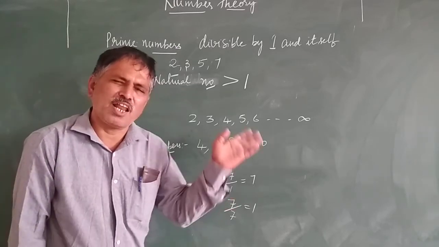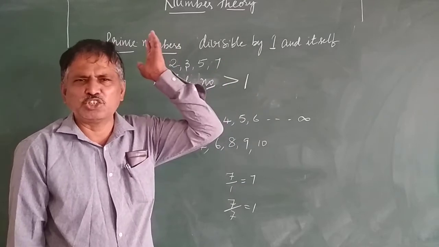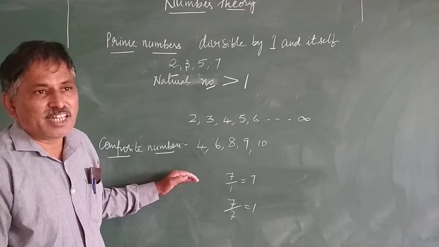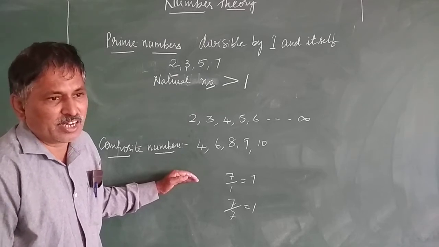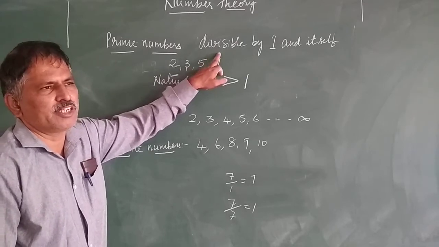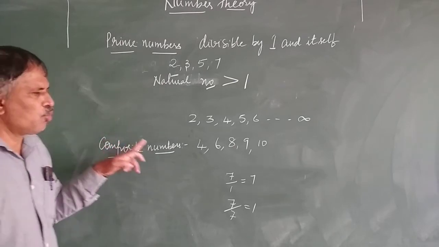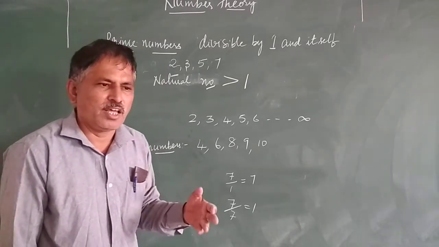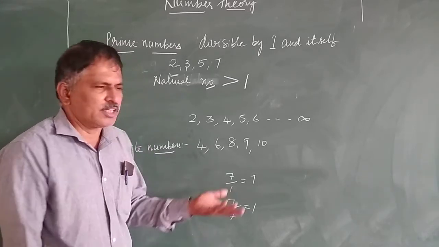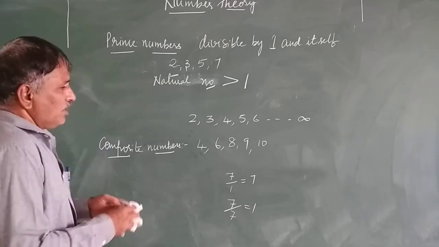So you keep on going, 11, 12, 13, 14, 15, 16, as many as you can. And very clearly by this example I can tell the definition: those numbers which are divisible by 1 and itself are called prime numbers. Those numbers which are divisible by 1, itself, and even by other numbers are called composite numbers.